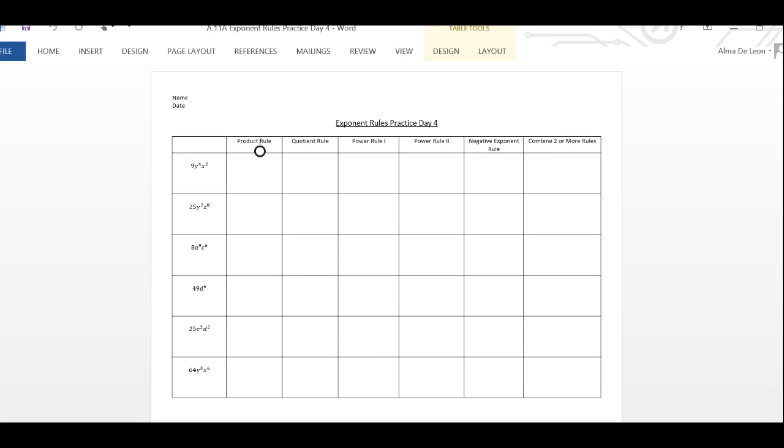Okay, so today we're going to be working with exponent rules practice day number 4. We're going to start with the solution. Our very first solution is 9y to the 4th power x squared, and we're going to be working backwards. We want to come up with a problem that, using the product rule, will give us this as a solution. So we are going to be using all the different rules, but we're going to start with the product rule.